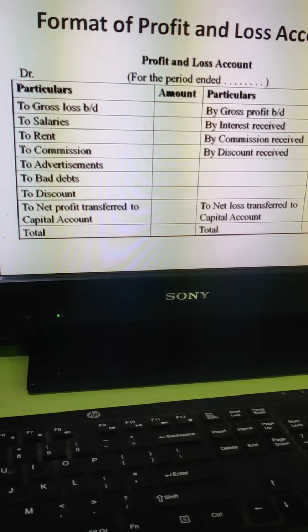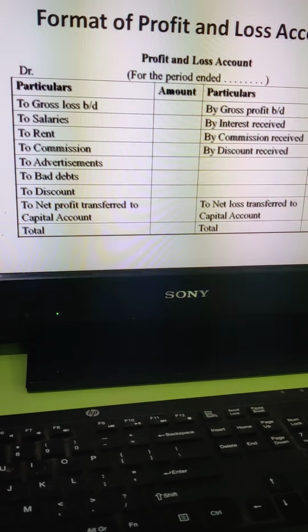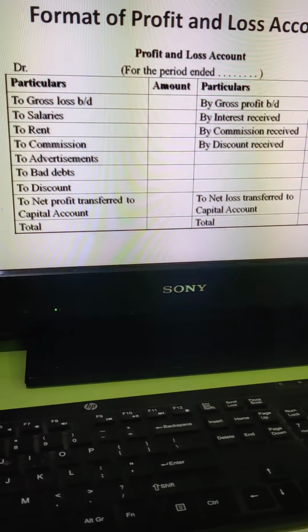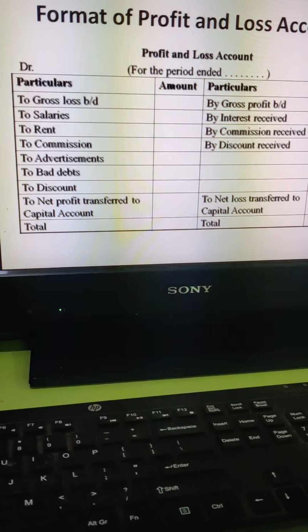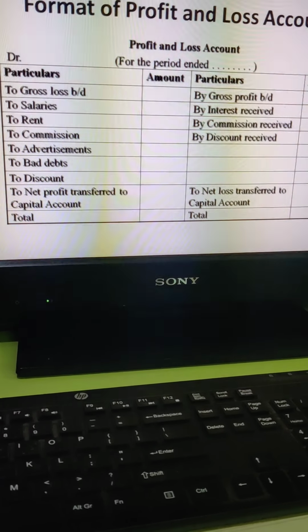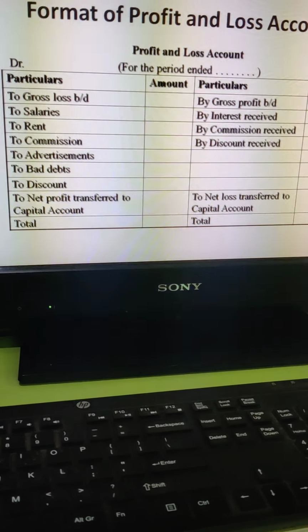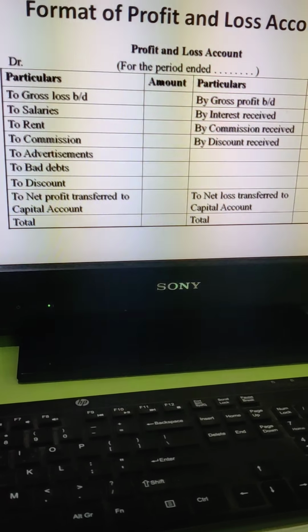In a similar pattern, you need to transfer either the net profit or the net loss to the capital accounts. The capital accounts will be shown in the balance sheet. So this was all about trading and profit and loss account.